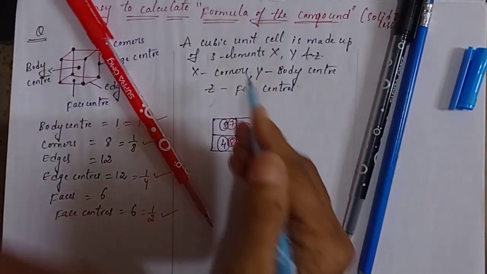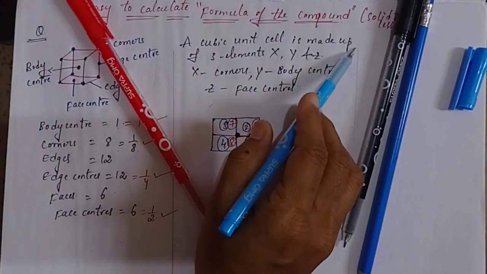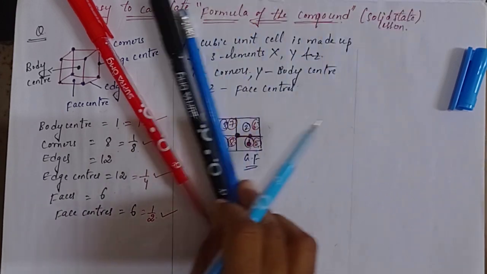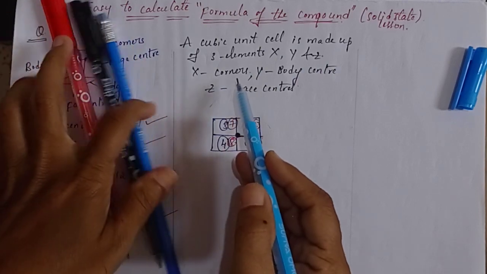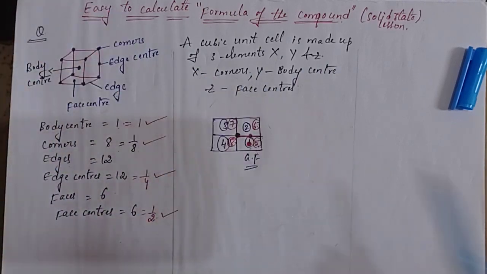Now what is the question, students? A cubic unit cell is made up of 3 elements X, Y and Z. X what, students?